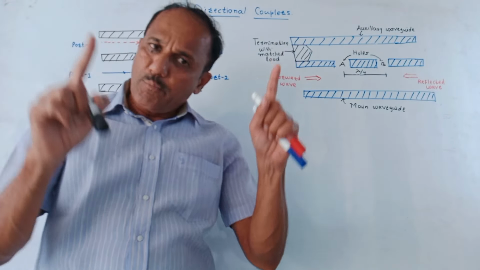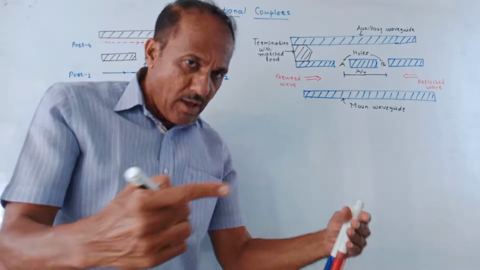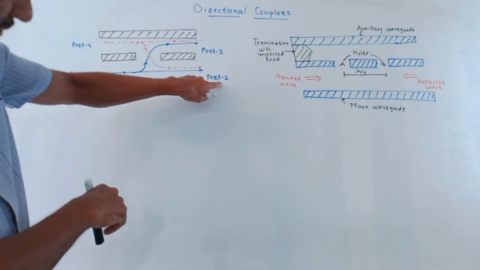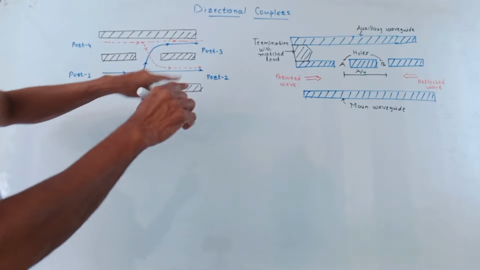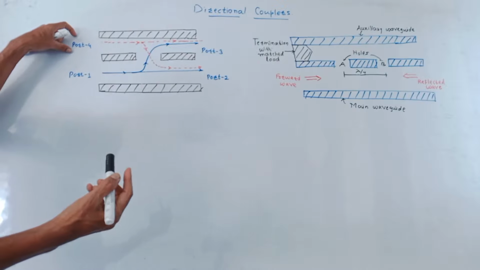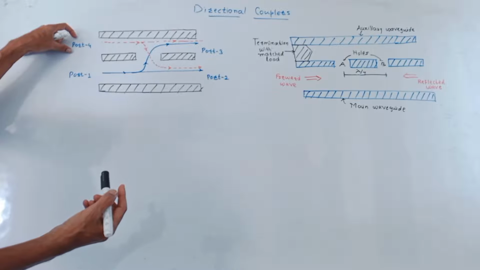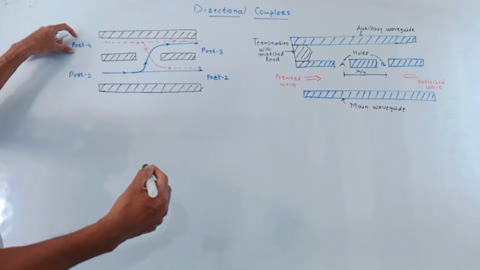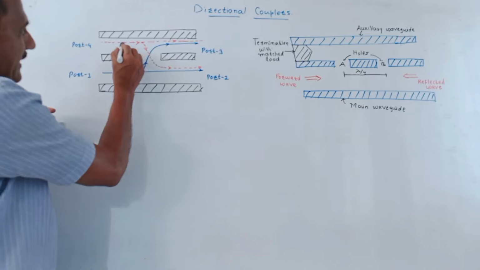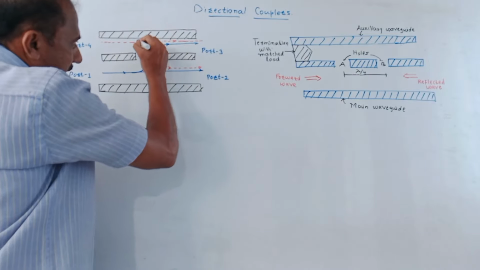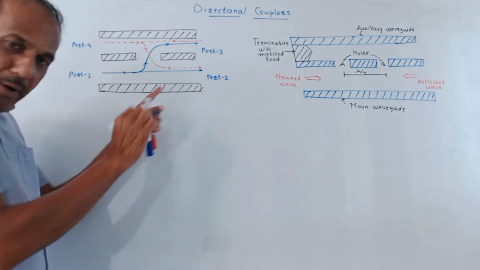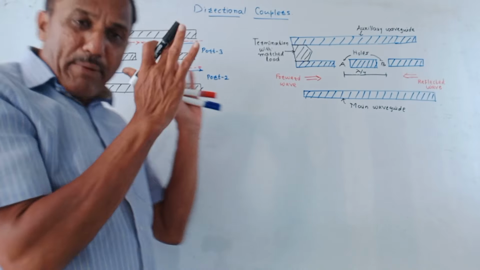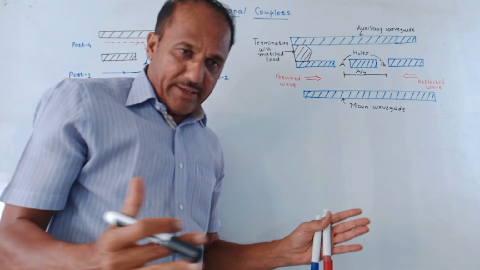That means when input is applied to port 1, port 4 is not coupled, because output is available only at port 2 and 3. If, let us say, we apply the power at port 4, then similar to port 1, this power transfers to port 3 as well as to port 2, but this power will not transfer back to port 1. This is the basics of directional coupler.